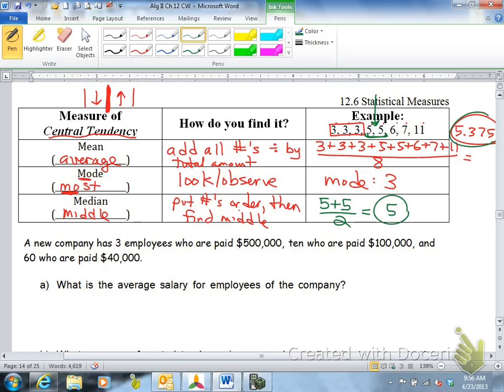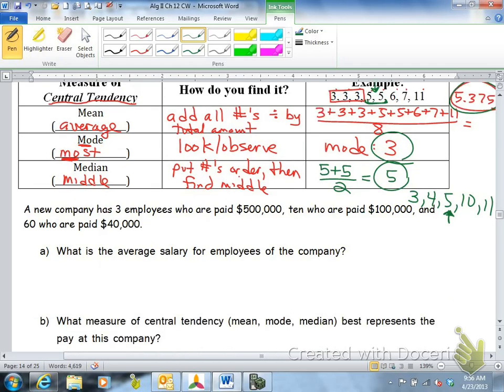So you have the mean is 5.3, the mode is 3, and the median is 5. Now if there were an odd number, then it's pretty easy. I'll just say, like, what if you had 3, 4, 5, 10, 11? The middle number in this case would be 5, and then you don't have to find the average. But if there's 2 middle numbers, you find the average of the 2.